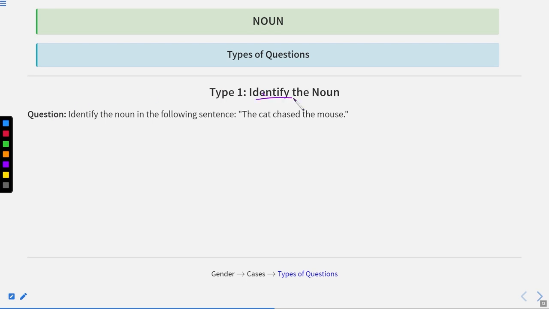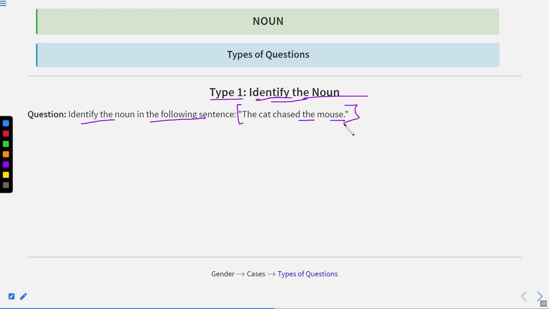Now we'll discuss some types of questions which may occur from this chapter of noun. So the type 1 question is identify the noun. It means a sentence will be given to you and you will be asked to identify the noun from the given sentence. Identify the noun in the following sentence: the cat chased the mouse. Now first of all, what is a noun? Noun is any name of a person, place, animal or thing, or you can say anything which you can see surrounding you, but that should have a name.